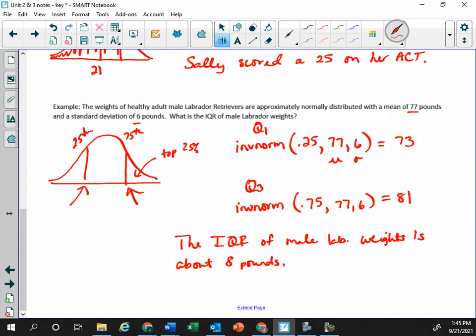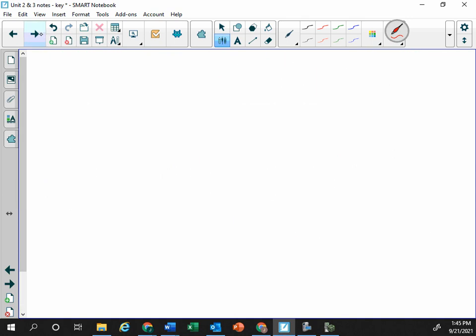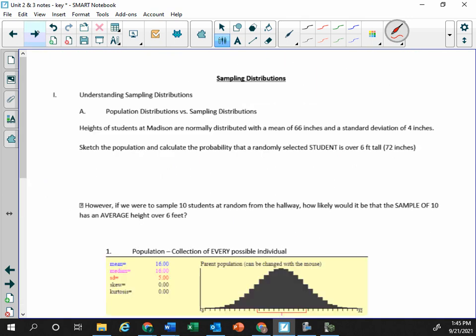Are you guys starting to see how we frequently say approximately or about or it's around this? There's not a lot of exactness to what we do in here, and that's okay. Any questions on doing the inverse norm part? Not too bad. Okay, so that's essentially the end of Unit 2, and now we're going to move on to Unit 3. So turn the page in your notes.